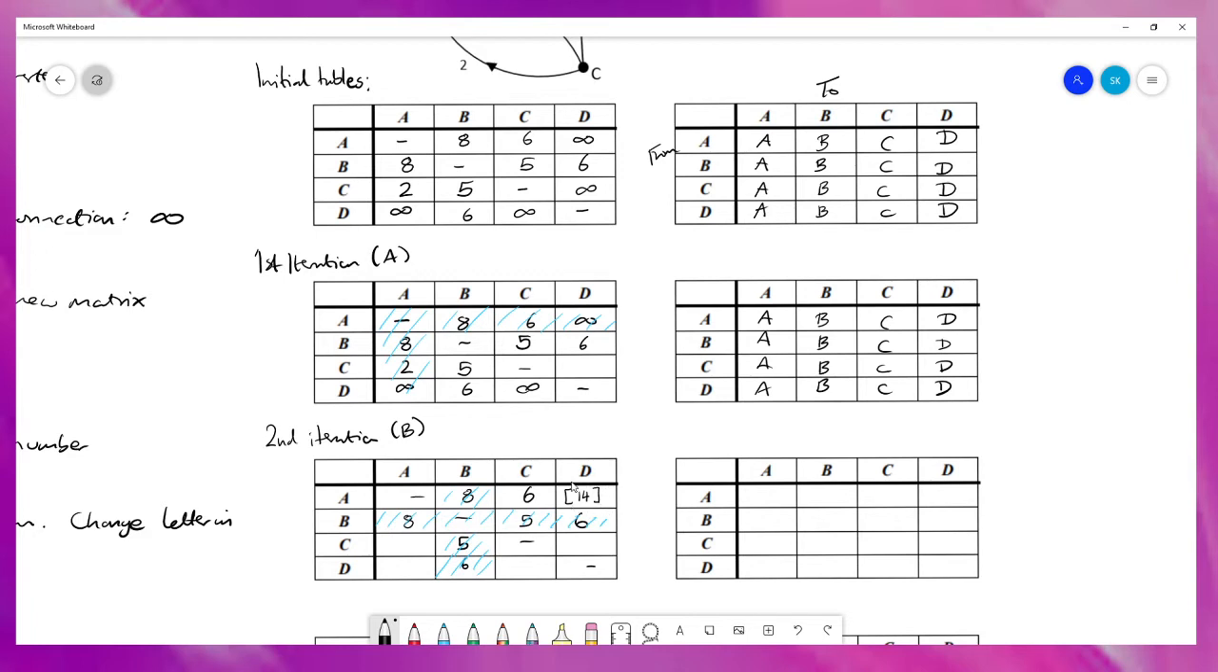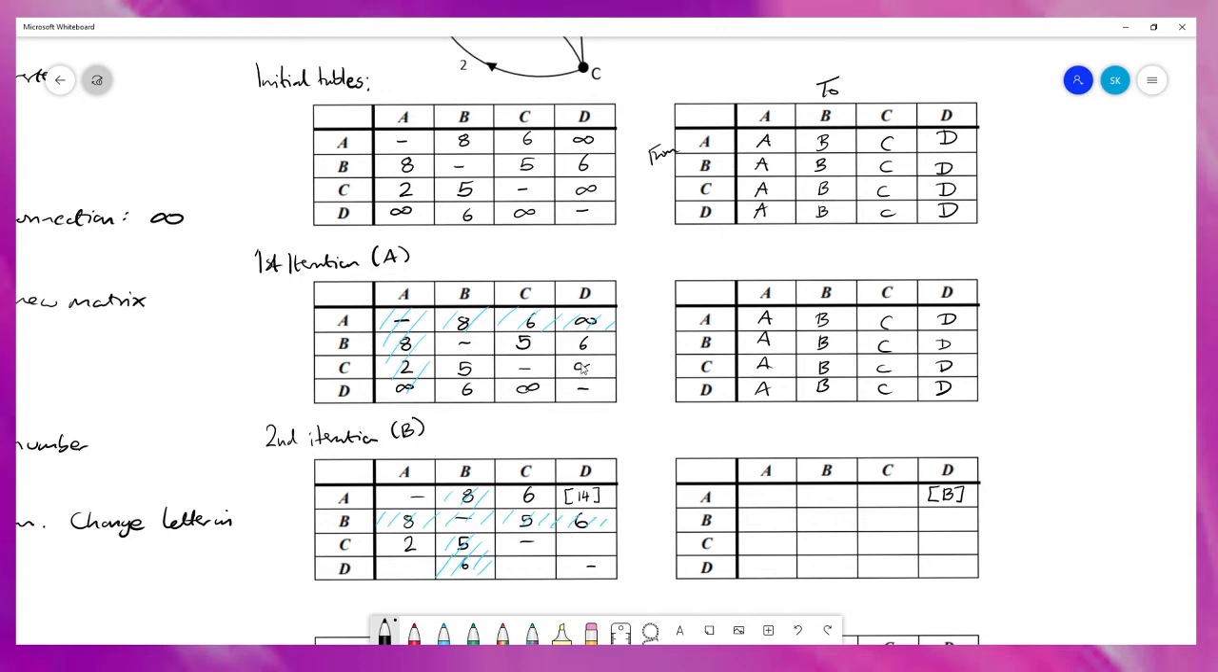We've now changed a number here, which means we need to change an entry in our root table. Because what this tells us is the route from A to D that goes through B is length 14. And that is shorter than going from A to D directly. So what we'll do is we replace the entry in the root table with a B. And again, we'll put square brackets around it. And we keep going.